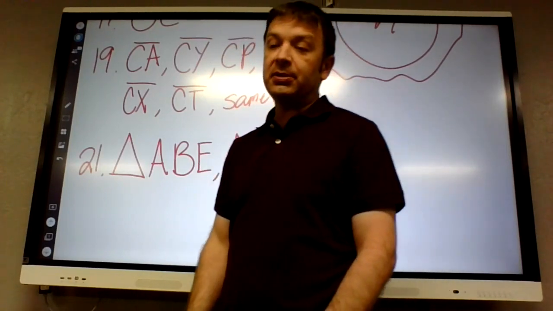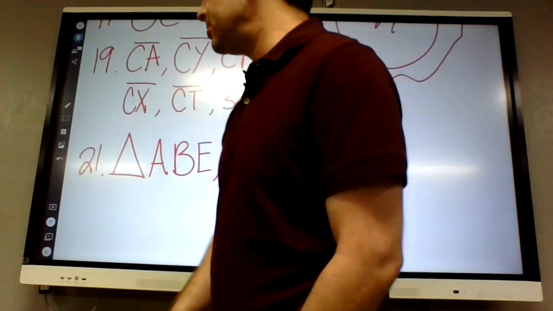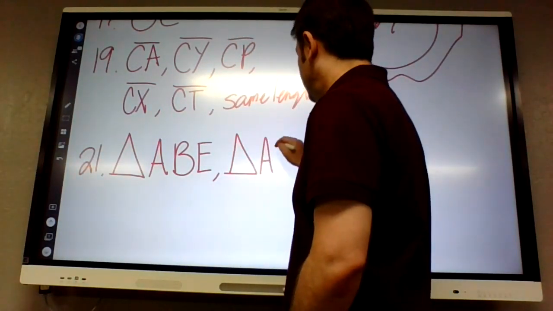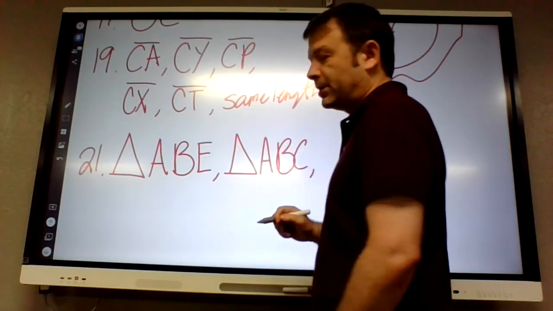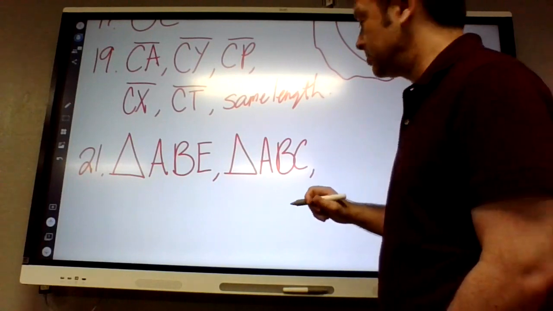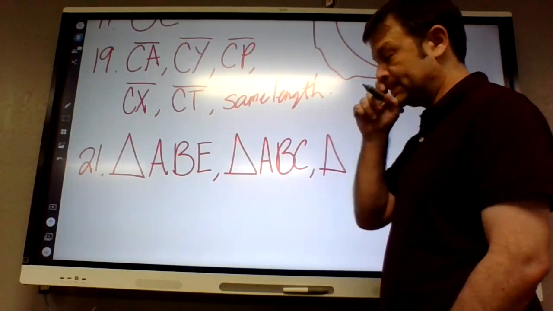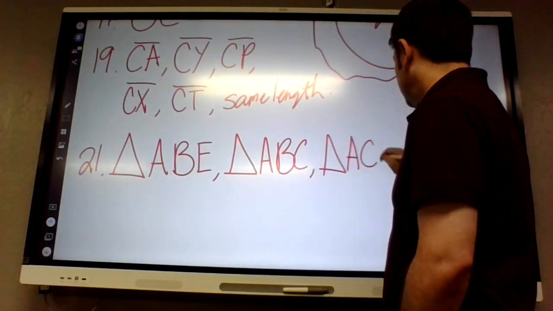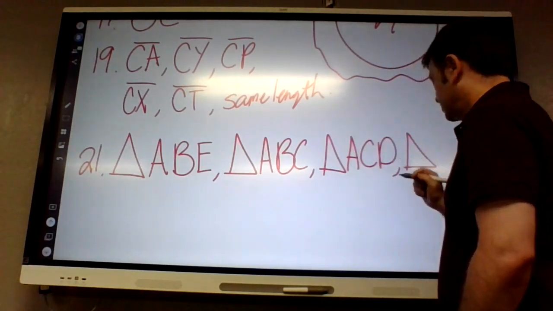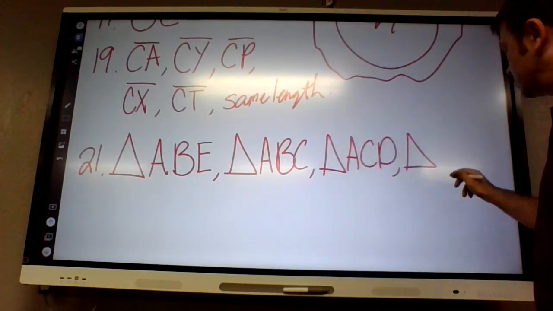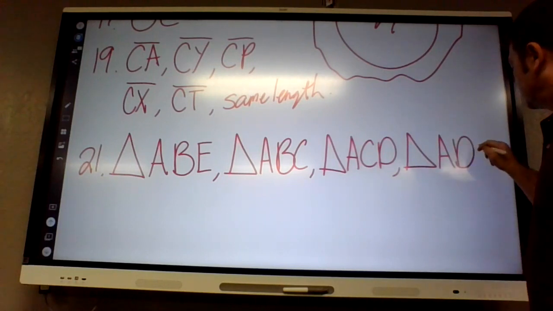What's the little triangle on the left? What would that be called? ABC. Little triangle in the middle. ACD. Little triangle on the right. ADE. Have we missed any?